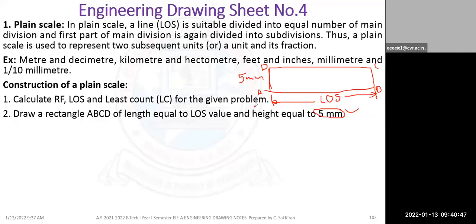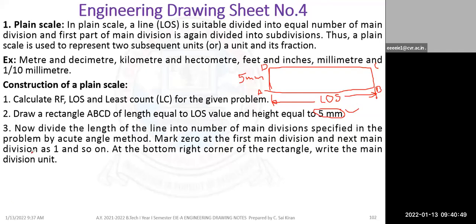You can take 10 mm, it's your wish. Next, suppose this is 15 centimeters, then I have to divide the AB line into 15 equal divisions. So again, you have to use the method of dividing a line. You have to take the inclined line, and this inclined line you have to divide into 15 equal parts.